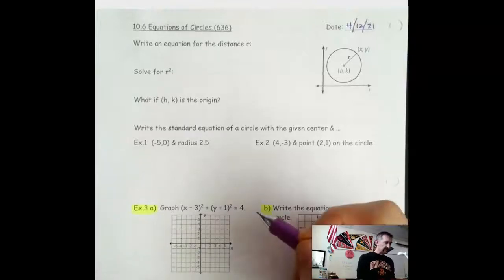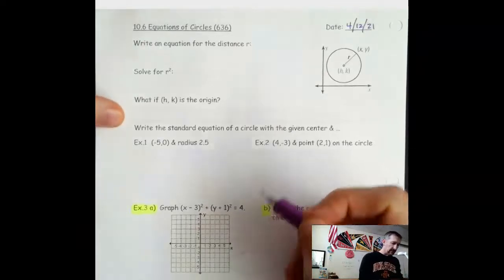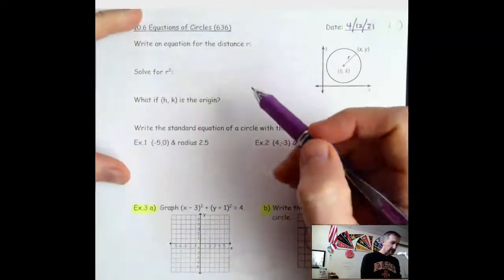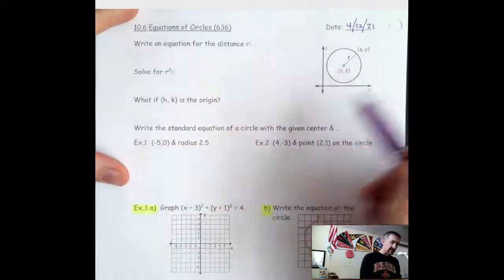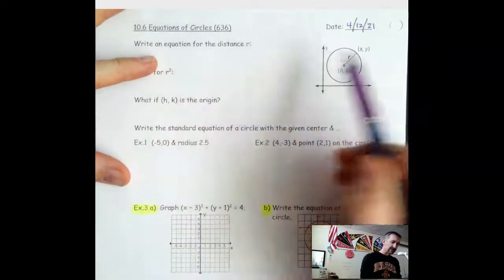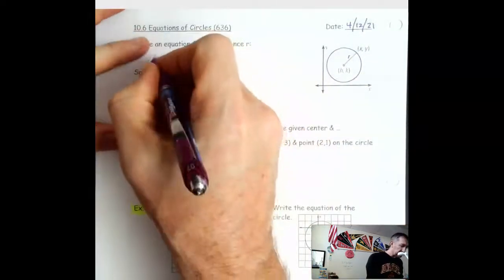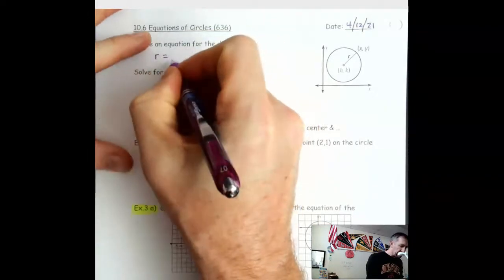Alright, so we're doing equations of circles today, and this is kind of an Algebra 2 pre-calc topic also. So this is something you're going to use moving forward. So let's, first of all, write an equation for the distance r, the distance between these 2 points. It's been a while since we've used the distance formula.